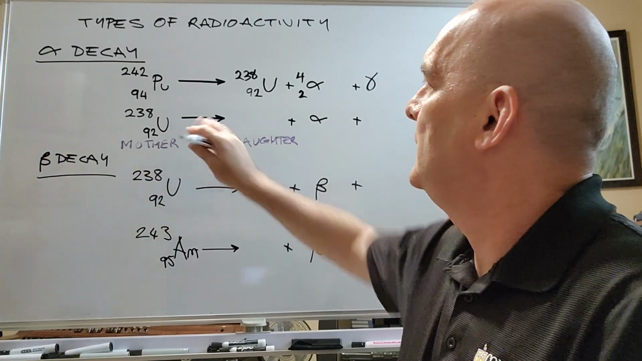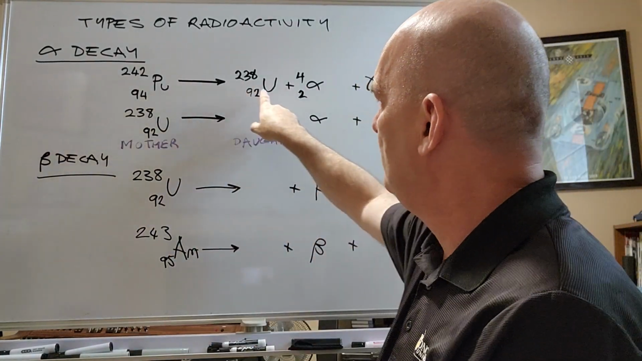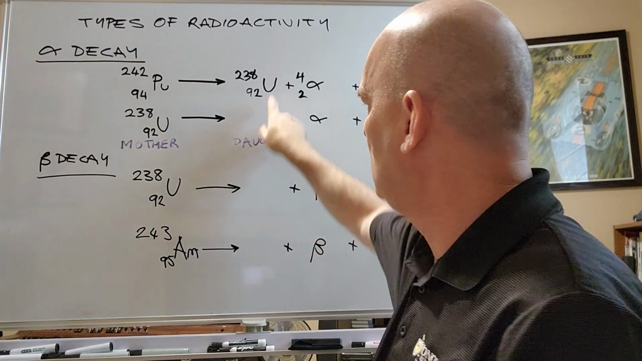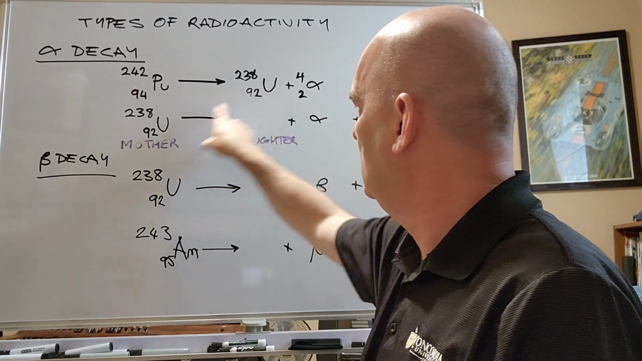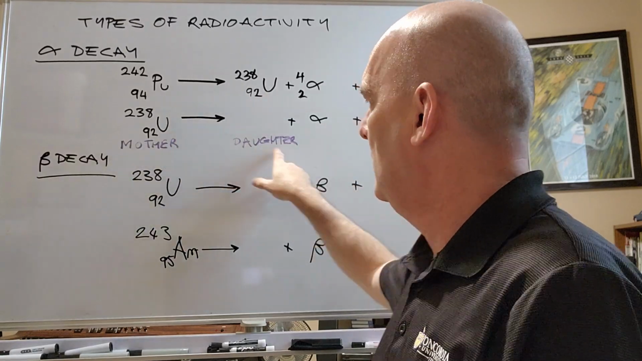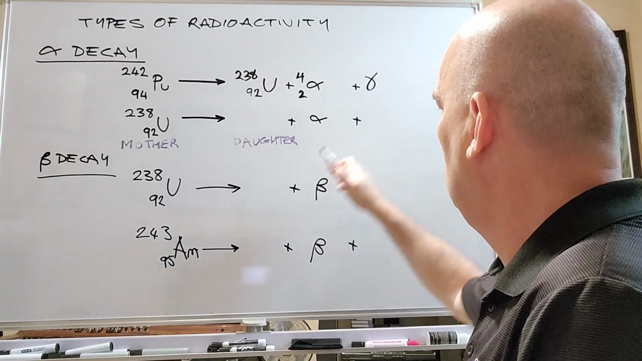Okay, let's do another one of these. Let's go back to an alpha. We've just found out that plutonium can undergo alpha decay and make a uranium. So I put the uranium right here. That daughter that we made in the first step is now the mother of a subsequent step. Let's go figure out what those numbers are.